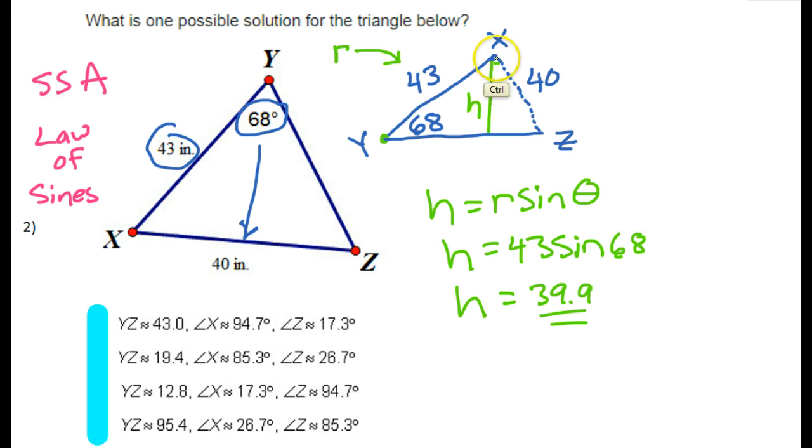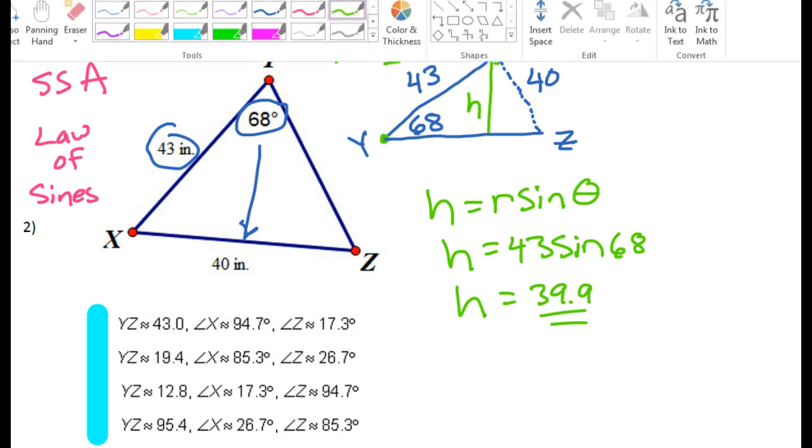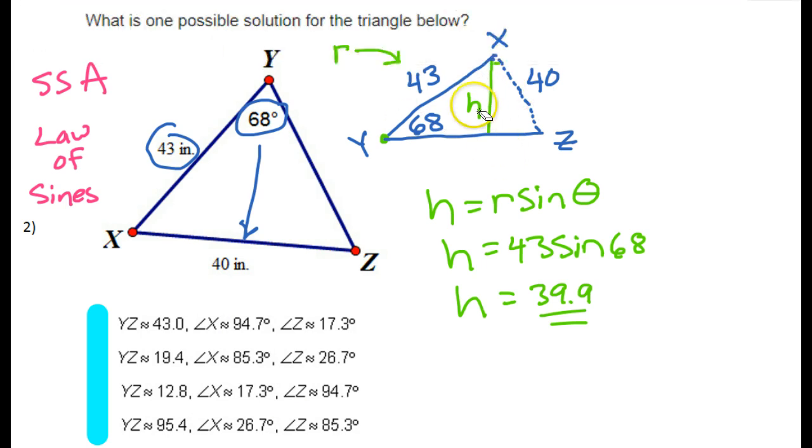Now, if somehow the height was exactly 40, then there would be only one triangle because the rope would have to be straight down. It'd be a right triangle. But because the rope is a tiny bit longer than the height, then actually we can make two triangles.